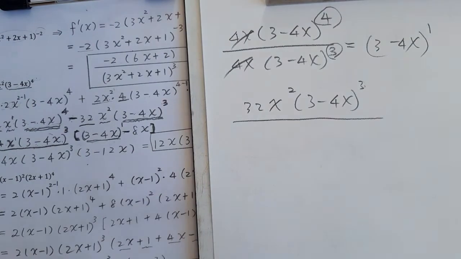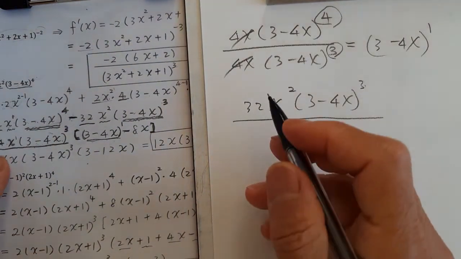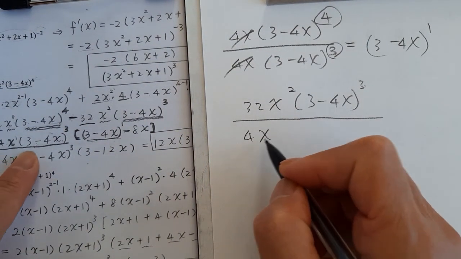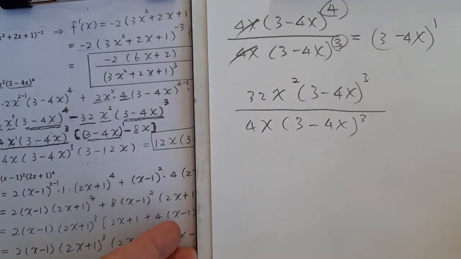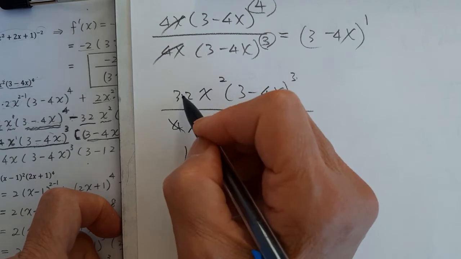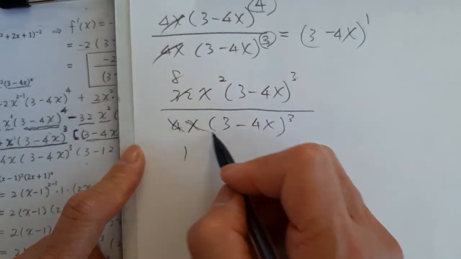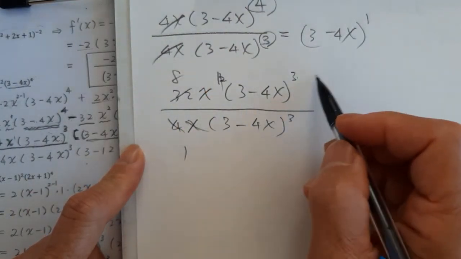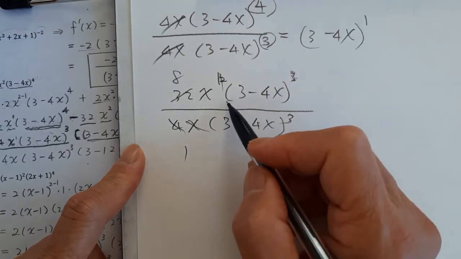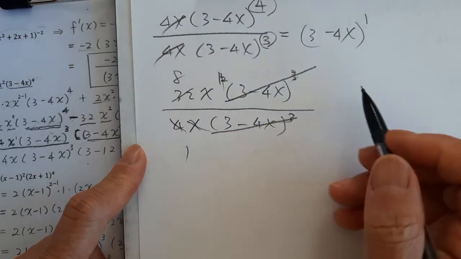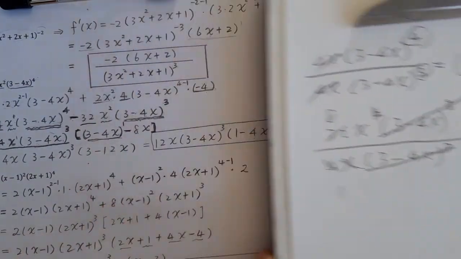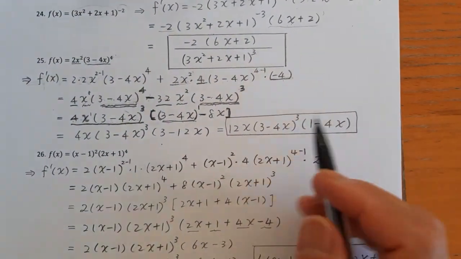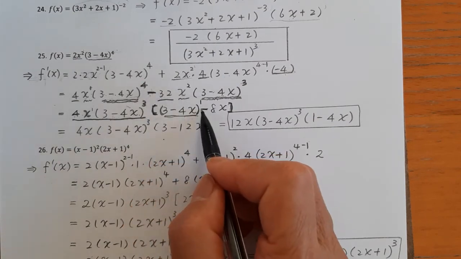And you factor out, its greatest common factor is 4x, 3 minus 4x to the power 3. So you divide it. 4 and 32 is 8. X cancel, remain x. And these two are both to the power 3, same term. Cancel. Then remain 8 times x. So here is minus, still minus.